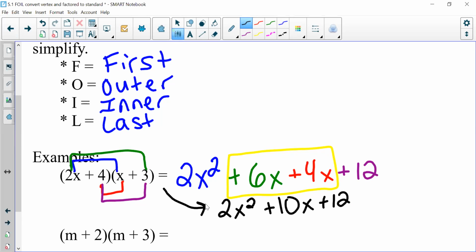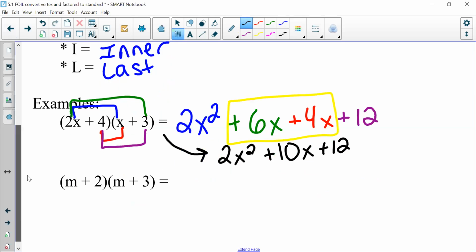So I'm going to just quickly review what you guys did with FOIL. You took the first term and you multiplied it to the first term in the second bracket. Then in essence, you took that same term, the 2x, and you distributed it to the 3. So the 2x went to the x and the 3. Then the 4 went to the inside term, 4 times x became 4x, and then the 4 went to the last term. So you're distributing that term 2 times, and then you're going to simplify.